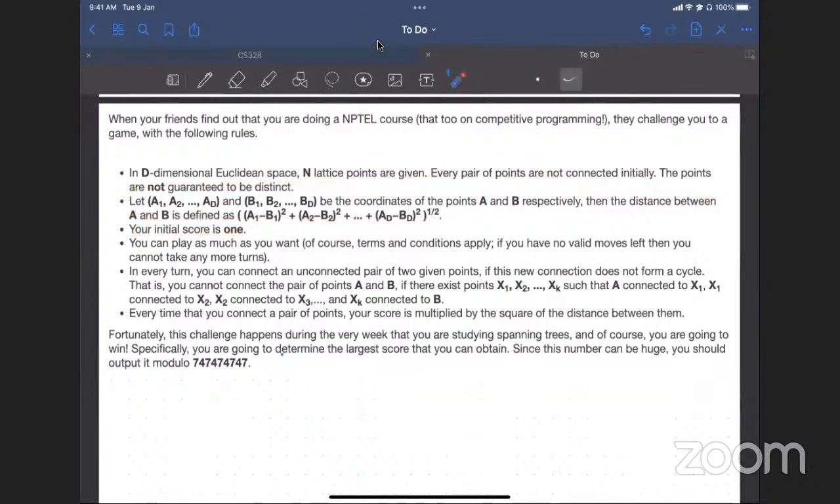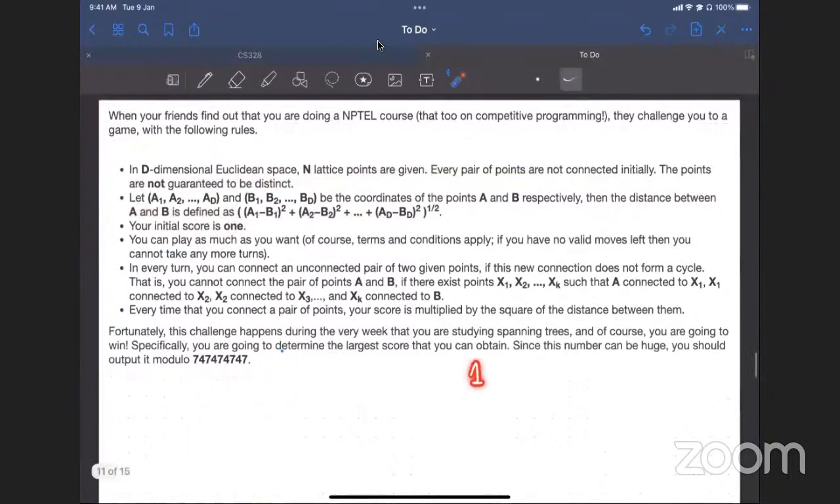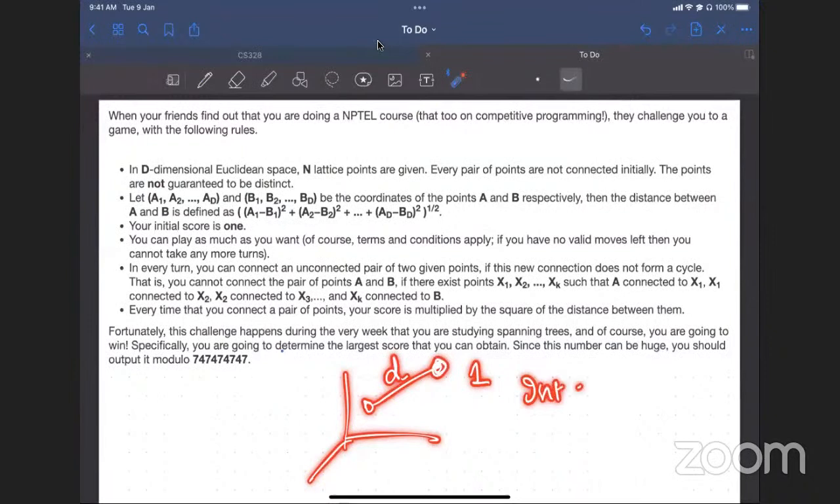Okay. And then the rule of the game is as follows. For any two points in the space, you are free to connect them. Once you connect them, your score gets multiplied by the distance between them. So for instance, your score is 1, and you have these two points. If you connect them, the distance is d, so your score is basically 1 times d. Then you connect another pair, d1, so the score multiplies by d1.